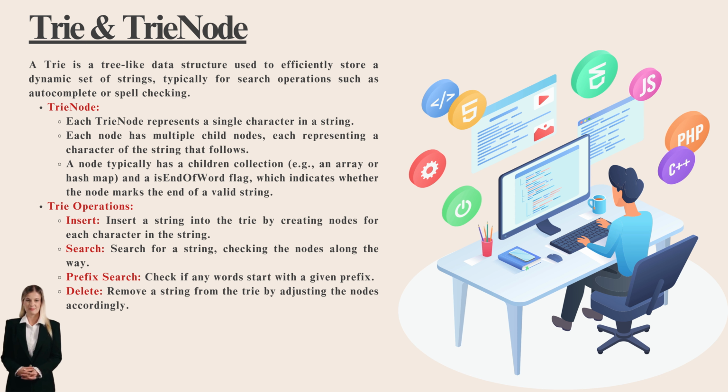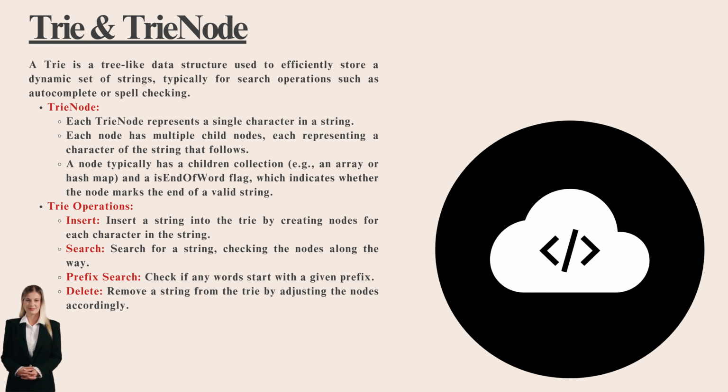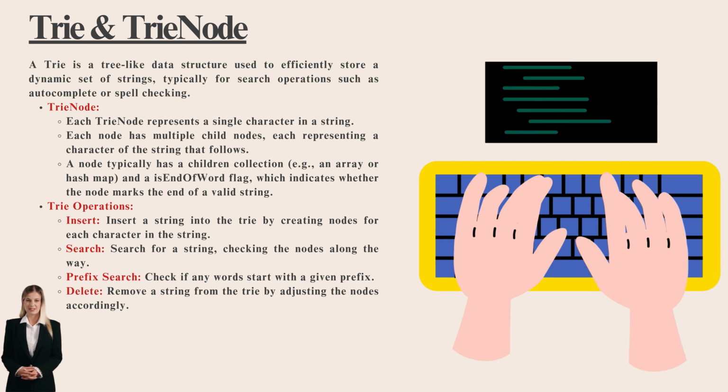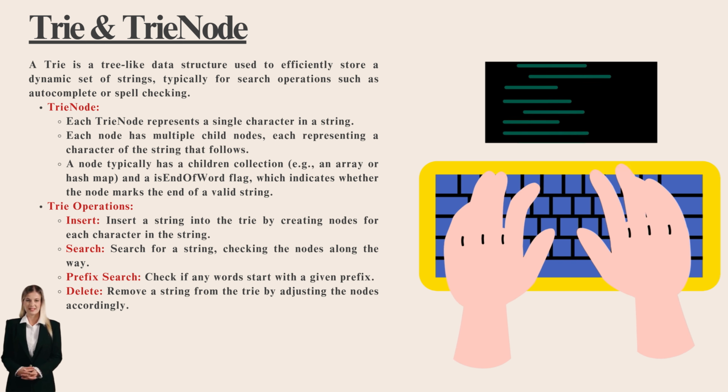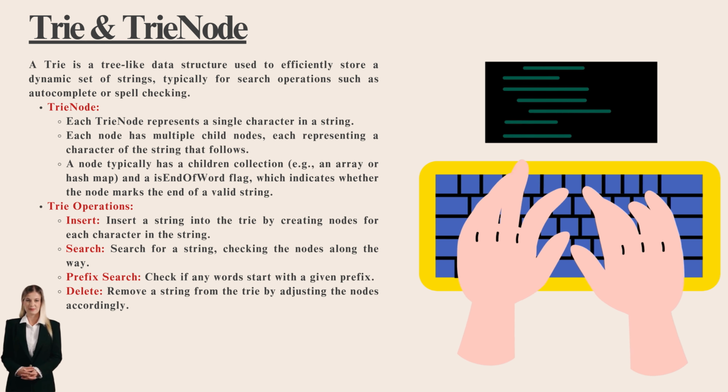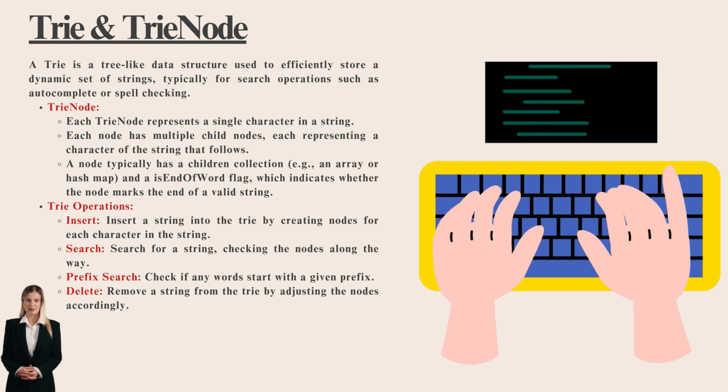Trie operations. Insert a string into the trie by creating nodes for each character in the string. Search for a string, checking the nodes along the way. Prefix search. Check if any words start with a given prefix. Delete. Remove a string from the trie by adjusting the nodes accordingly.